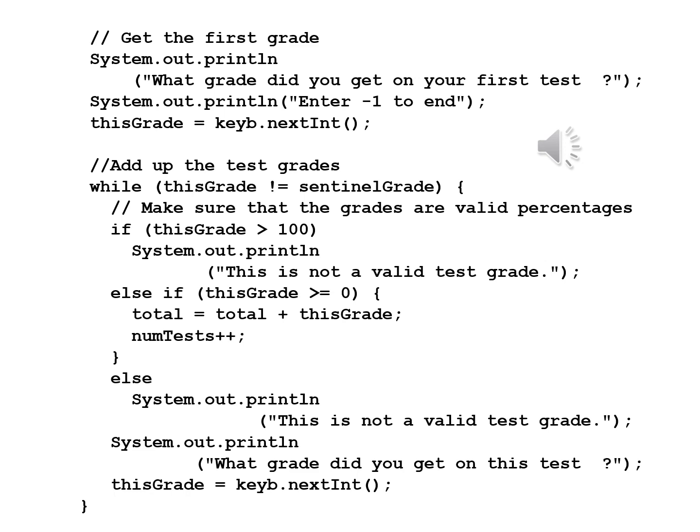After the close brace, I write else. This is not a valid test grade. After this, I prompt the user again by writing System.out.println, what grade did you get on the test? And then reading the value with, thisGrade = keyboard.nextInt().